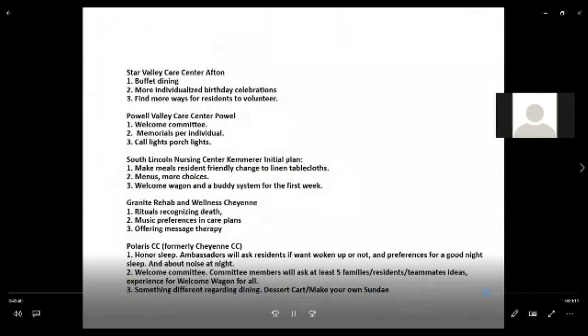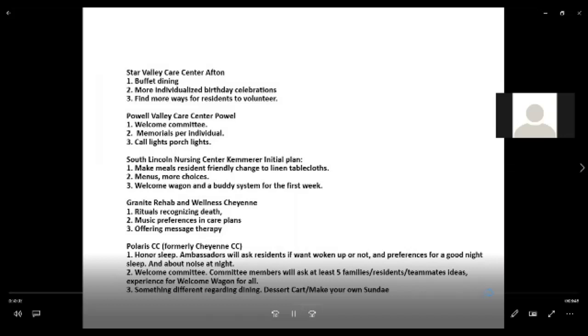This is so exciting. So Star Valley is going after buffet dining, individualizing birthday celebrations, and finding more ways for residents to volunteer. Powell Valley is going after a welcome committee, doing memorials per person instead of in a group when someone passes away, and they're going after porch lights, everybody.